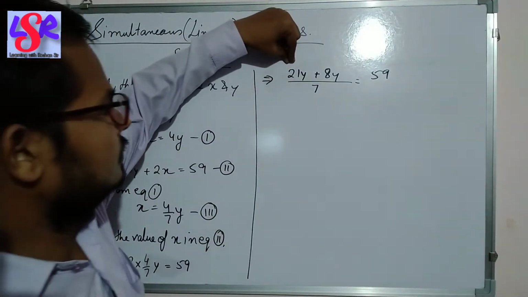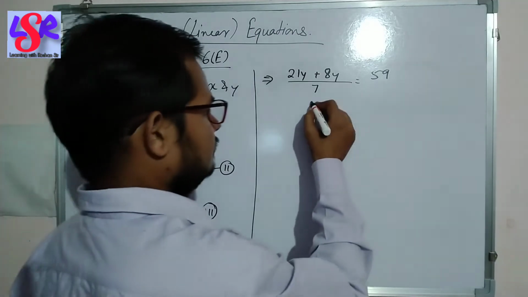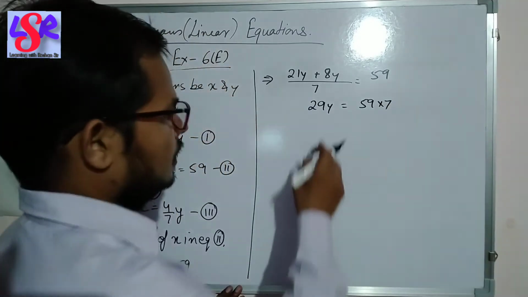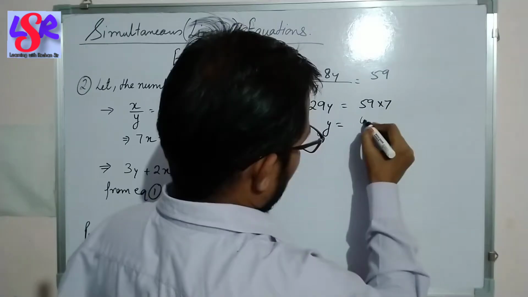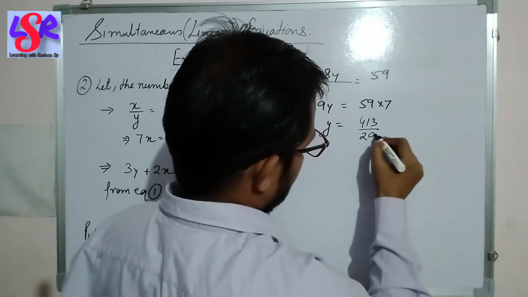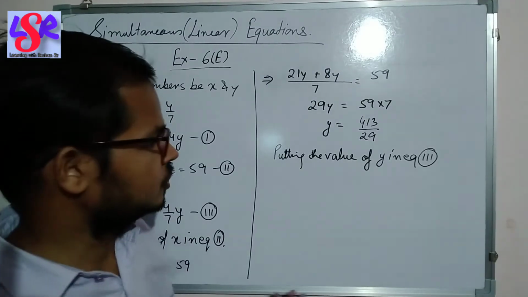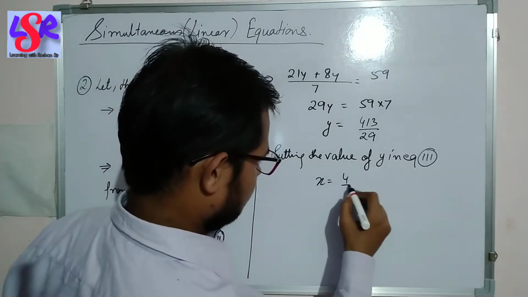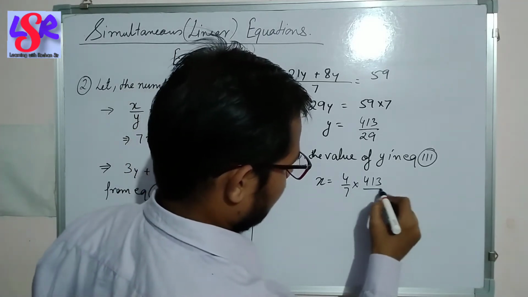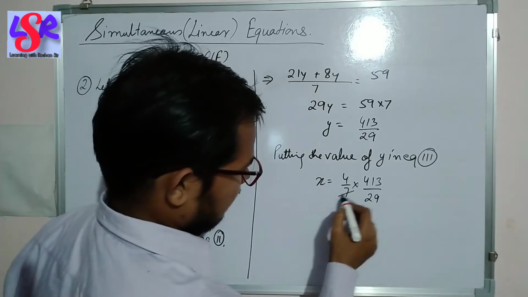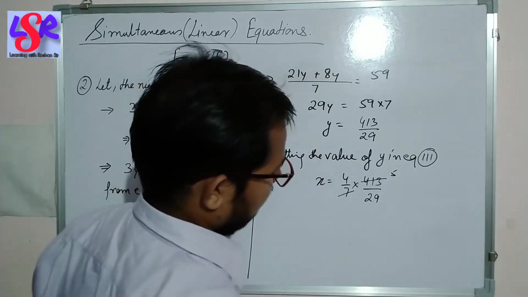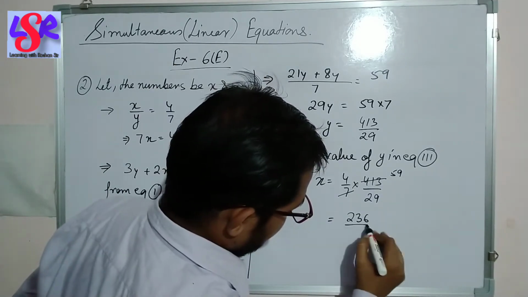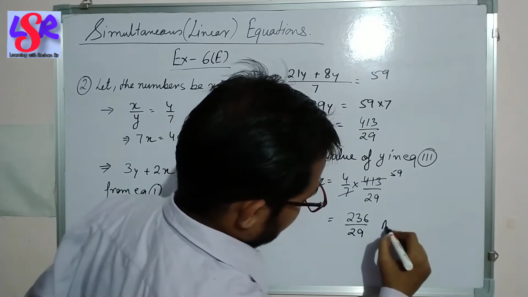Then 21 and 8, this will become 29. y equals 59 into 7. Now place the value of y over there, and this will become 413 upon 29. Now placing the value of y in equation number 3, we get x equals 4 upon 7 into 413 upon 29. Now 7 5s are 35 and 63, that is 9 times, and this will be equal to 236 upon 29 as the answer.